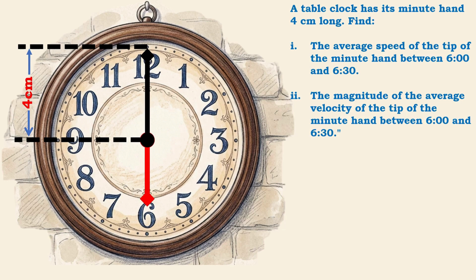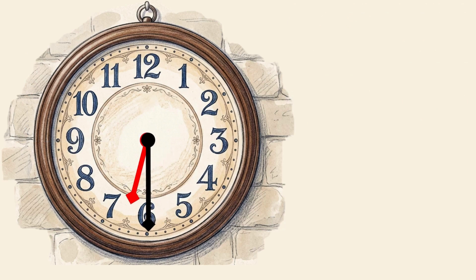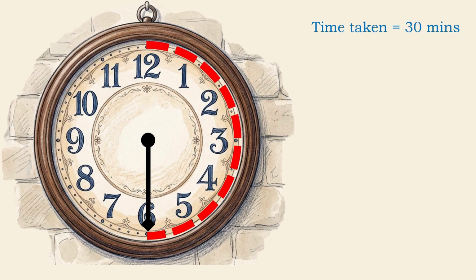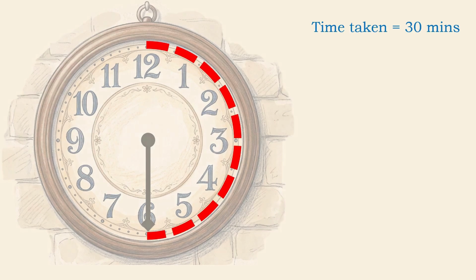Between 6 o'clock and 6:30, the minute hand rotates through 180 degrees, moving from the top of the clock to the bottom. The path traced by the tip of the minute hand is shown on the screen. We also know that the journey takes 30 minutes. Let us first calculate the average speed. The distance traveled is the actual path followed by the tip. This is shown by the red dotted curve.